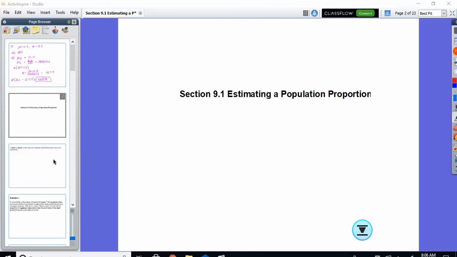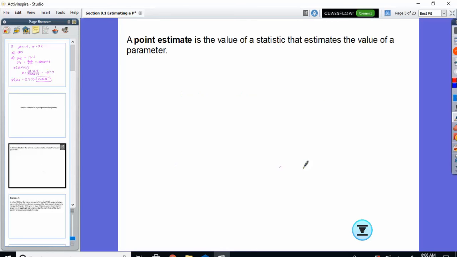Write down today some terms that we're going to use as we move through this chapter. So the first thing I'm talking about is the point estimate. A point estimate is the value of a statistic that estimates the value of a parameter. Where does a statistic come from? A sample. Where does a parameter come from? Population. So I'm just saying I'm going to use a point estimate to estimate something from an entire population.